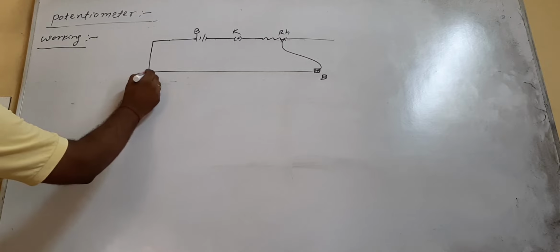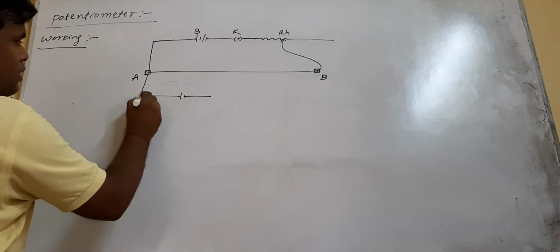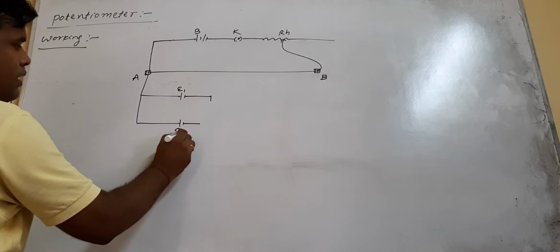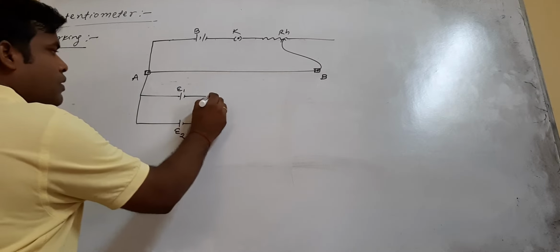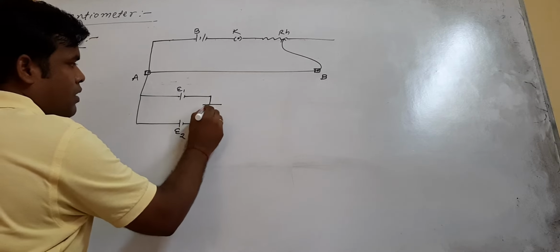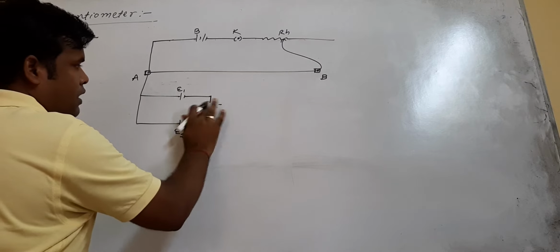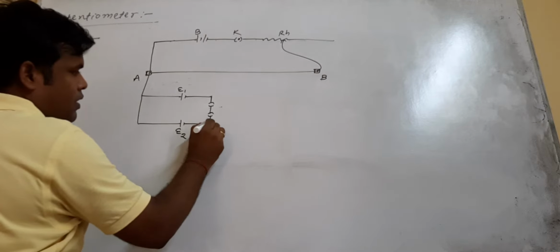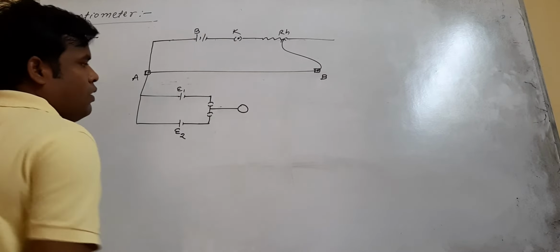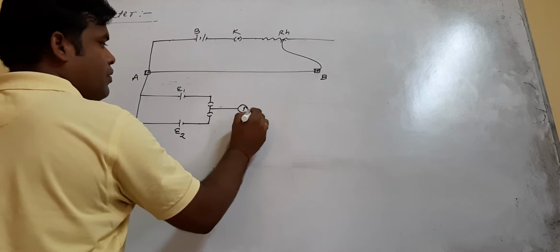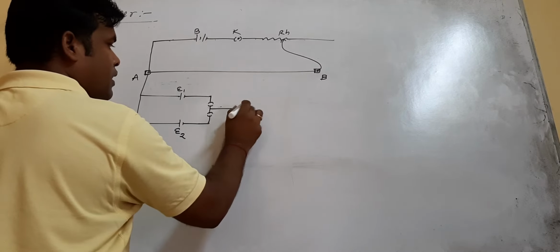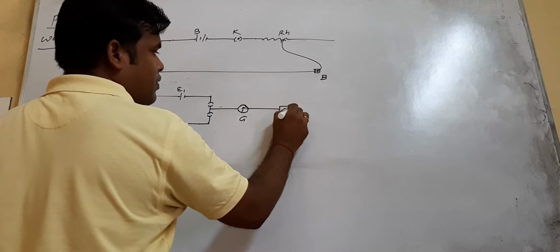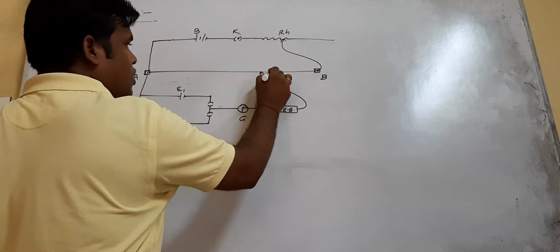In the secondary circuit, you have two cells like this. Let this cell have EMF E1. This cell has EMF E2. You will connect a two-way key to a galvanometer, then a resistance box, then to a jockey.